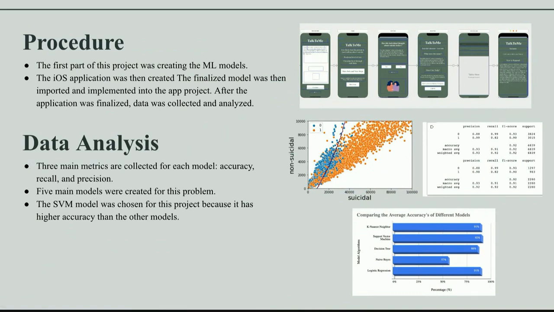Each model represents a different mathematical algorithm. The final model that I ended up choosing was something called a support vector machine model, and I chose it because it had the highest accuracy, with an accuracy of 92%.